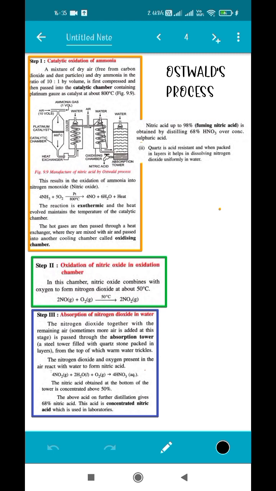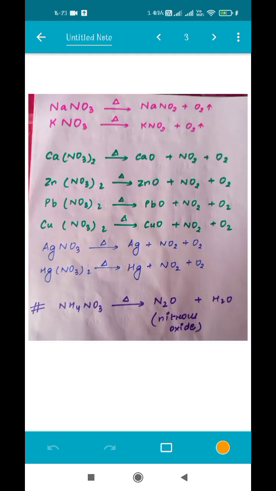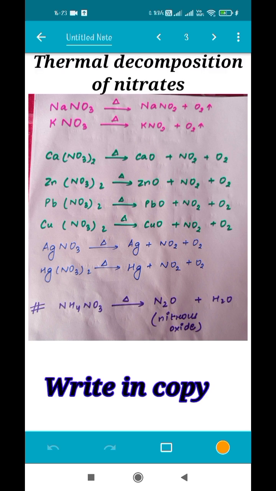So this is all that you have to study in this chapter. So go through the reactions and practice it in your copy. So this is the decomposition of nitrates in the presence of heat. It is also known as thermal decomposition.